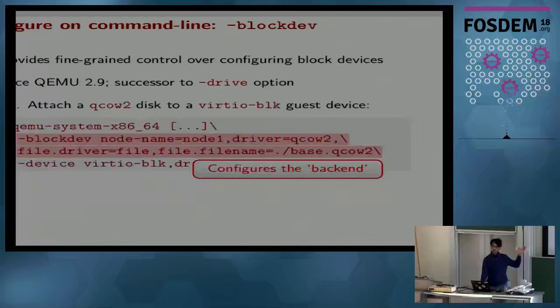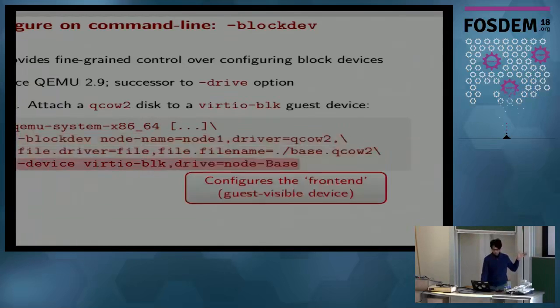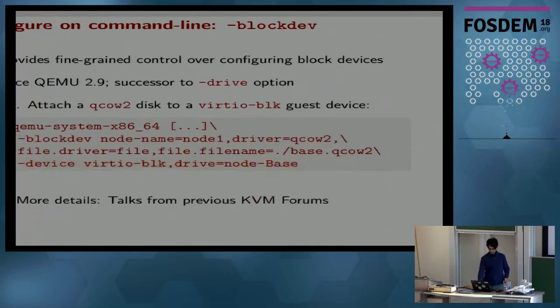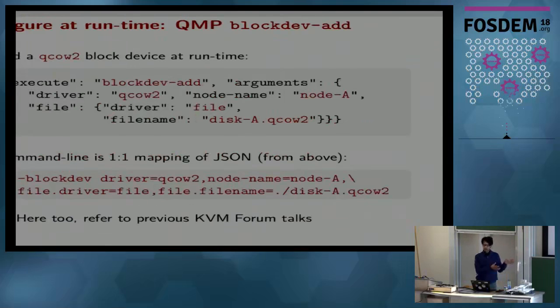The -blockdev configures the so-called backend, and the -device configures the guest-visible front end. Again, the details are in KVM Forum talks, so we won't get into that. I just wanted to mention it for completeness' sake. And lastly, on this part is the blockdev-add, which is the runtime command. Again, fairly uninteresting, just run a simple JSON structured command to add a QCOW2 block device.